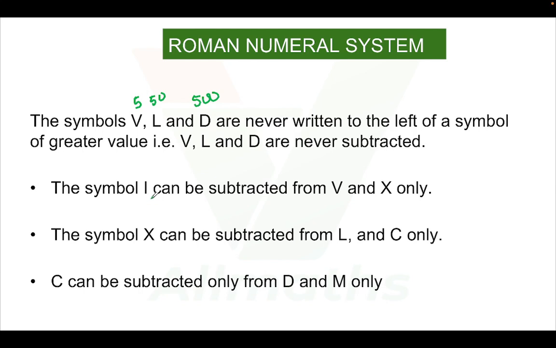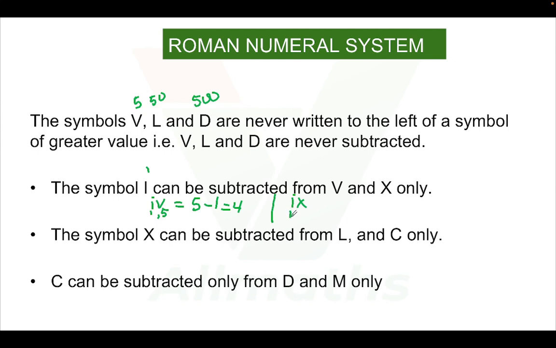The first is that the symbol I representing 1 can only be subtracted from V and X, meaning that you can only have I V. So what will I V be? I V will be 5 minus 1. Remember, 1 is coming behind 5. So your I V is 4. Good. Also, your I can also come behind X, right?